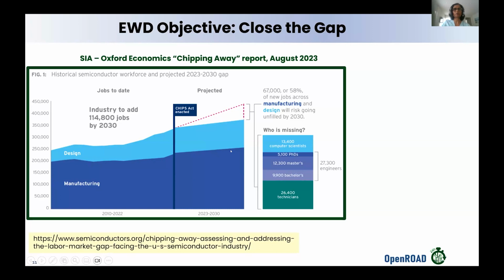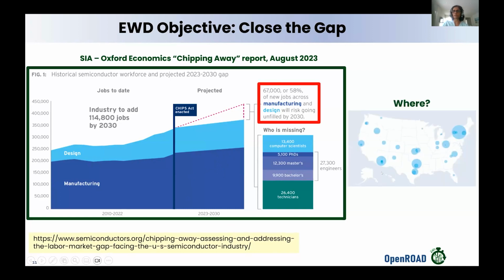And hence, OpenROAD is very significant as a key solution for training thousands in the workforce, both through the educational institutions, and I'll talk a little bit about those programs, and to ensure that we also provide programs to upskill, to meet the requirements of the industry within this time frame. And as the map on the right shows, these are the various areas in the US where these initiatives are unfolding.